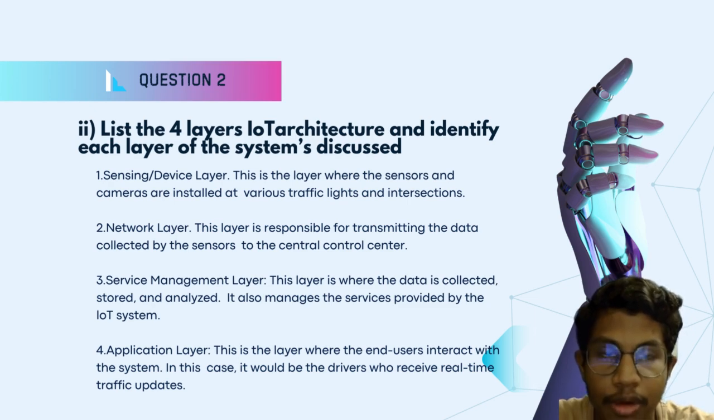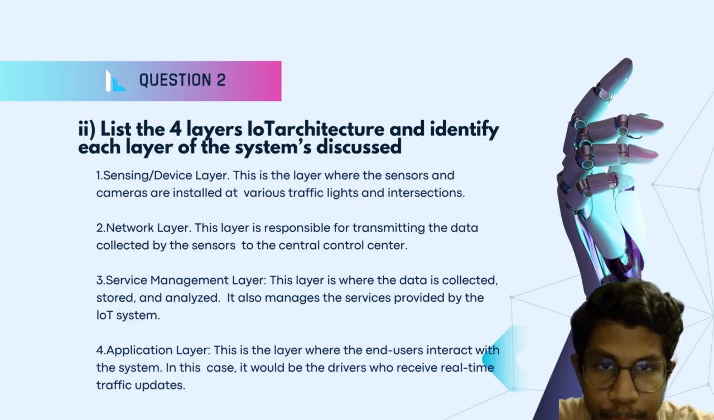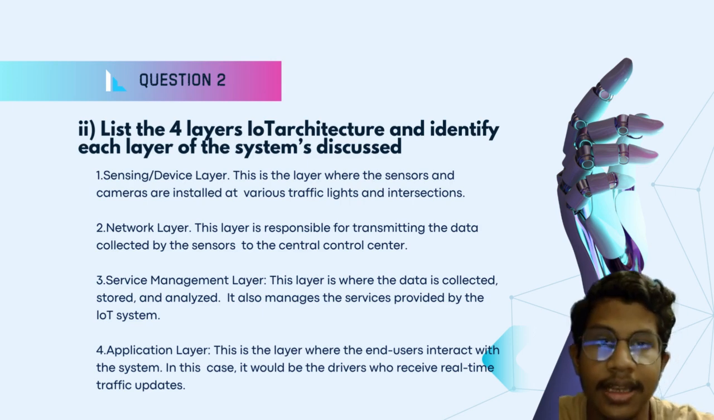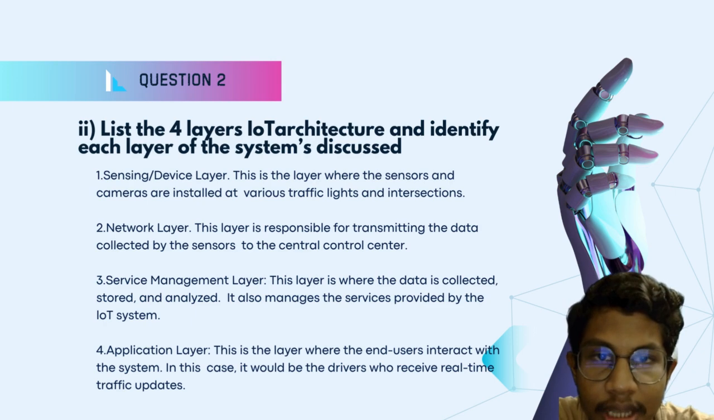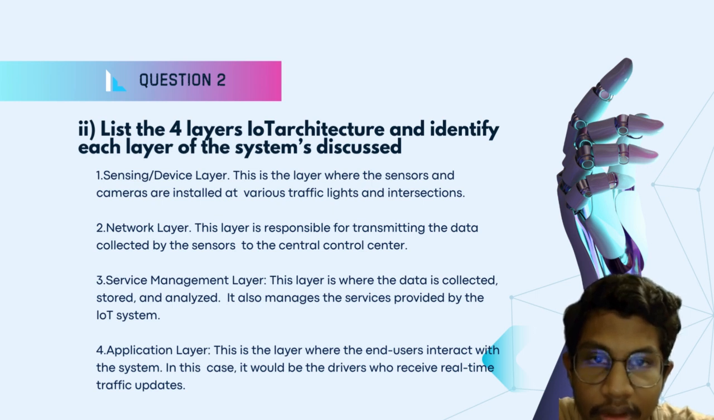Today, I want to explain about four layers of IoT architecture. The first layer is sensing or device layer. The function of device layer is this is the layer where the sensors and cameras are installed at various traffic lights and intersections. The second is network layer.